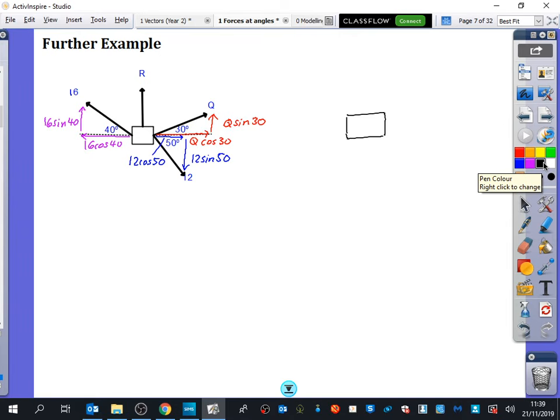So you have the 12 and you have the Q. They both go this way. You have to consider both of them separately, this blue one and this red one separately. Okay, so Khadija, what forces do I have that are going to the right? What forces do I have coming out the right here? Q cos 30 and another one? Good, and 12 cos 50.